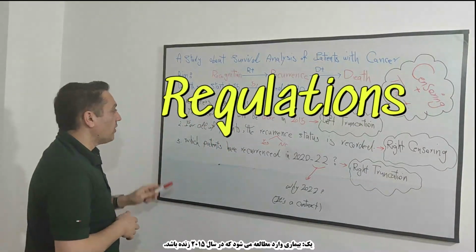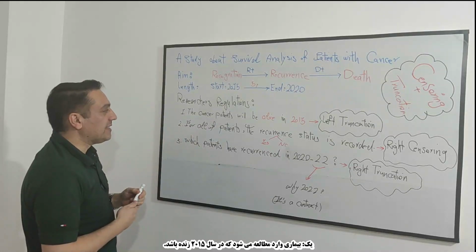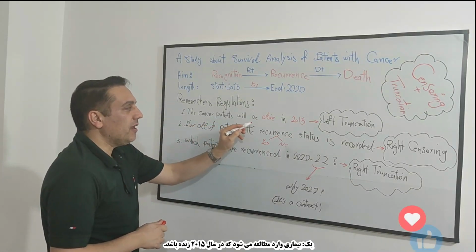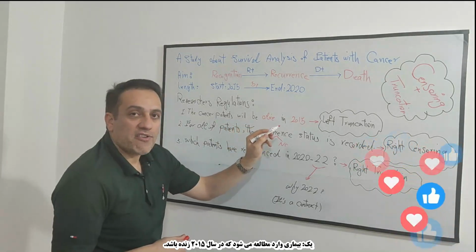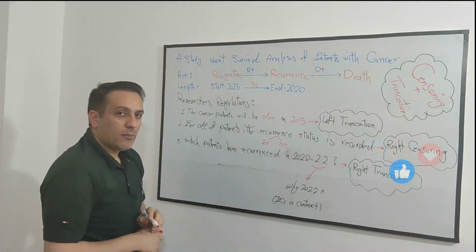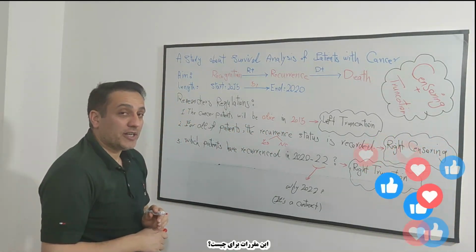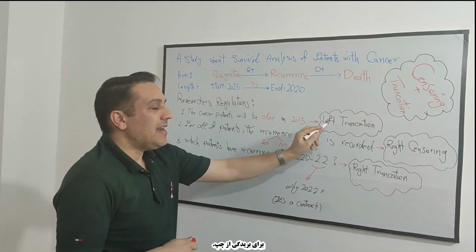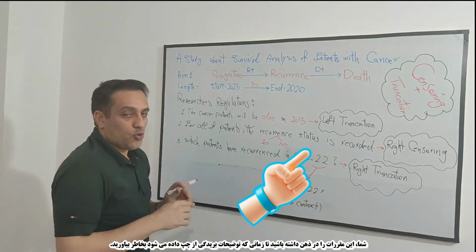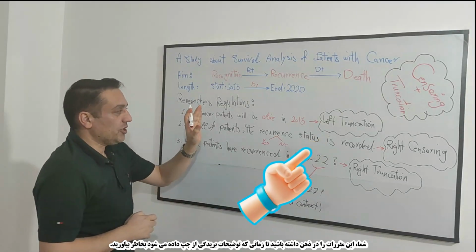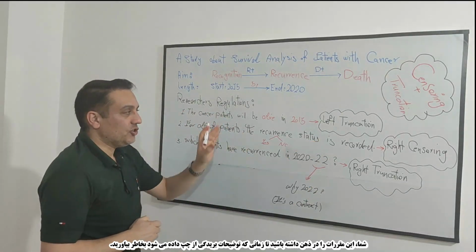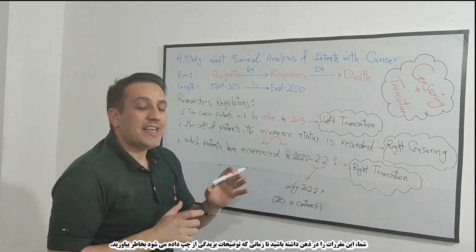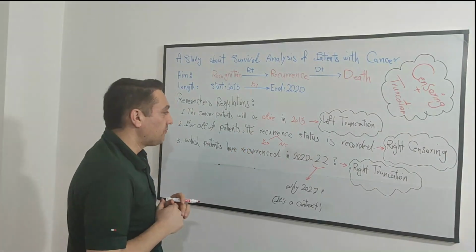What are they? The first regulation is that the cancer patients will be alive in 2015. But why is this regulation written? This is for left truncation, and you have to keep this regulation in mind and remember it when I explain left truncation in examples.